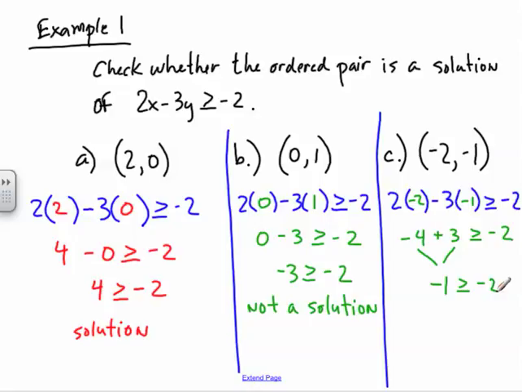Alright, so that means that the point (negative 2, negative 1) is a solution, and it would be in the shaded area when we graph the inequality. Okay? Good job, guys.